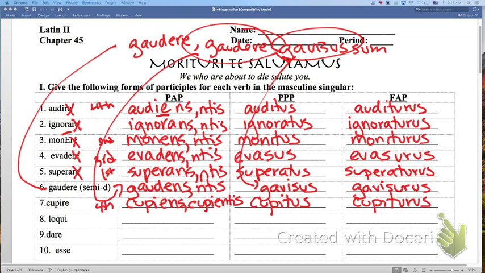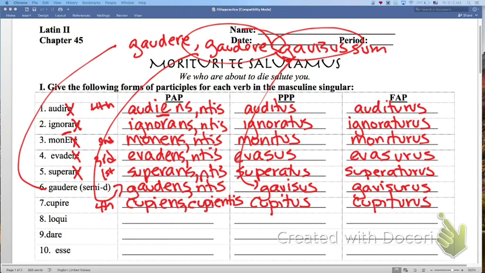Okay, so here's number 8. What's different about number 8 than all the rest of them? There's no ERE. So it's a deponent verb, right? Okay, so here's what I do with deponent verbs. I think about what the infinitive would be if it were active. I call it the fake infinitive. Okay, so what conjugation is loquor, loqui, locutus sum?